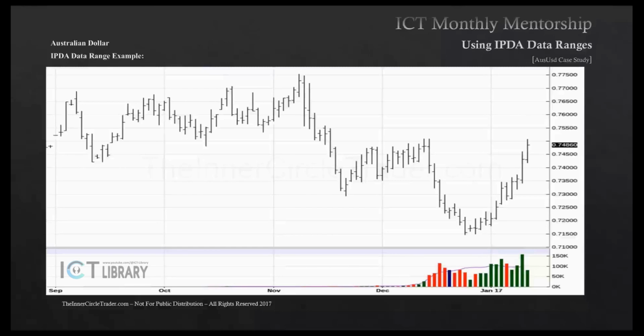I want you to focus, when you look at your daily chart, just simply go through and look at the last 3 months, okay? Start whatever time point you're looking at. Like right now, let's assume we sat down with the charts right now, and this would be the first day we're looking at Australian dollar. We're a brand new trader, brand new to the concept. We're sitting down. How would we go about looking at where the IPDA data ranges are?